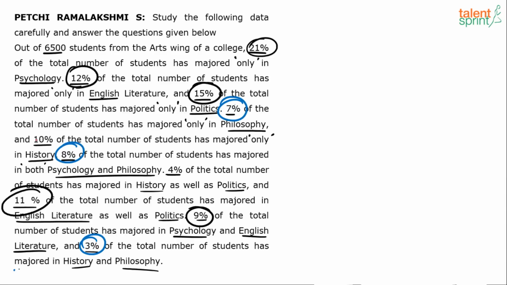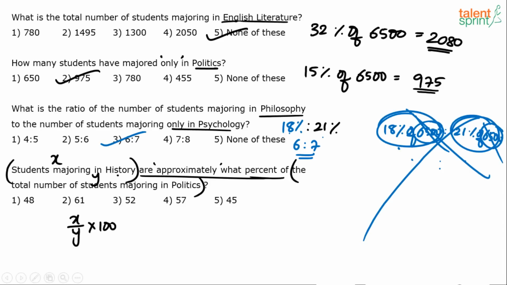So history, where is history? 10% here, history. Right, majored only in history. Then what are the other combinations of history? 4% is history and politics. This is English and politics, psychology and English. 3% also is history and philosophy. So history will be 10 plus 4 plus 3. 10 plus 4, 14. 14 plus 3, 17. So this is 17%. What is Y?